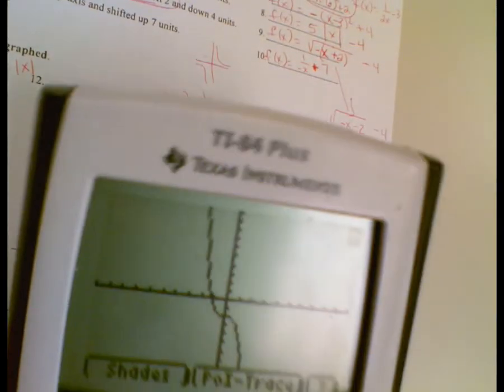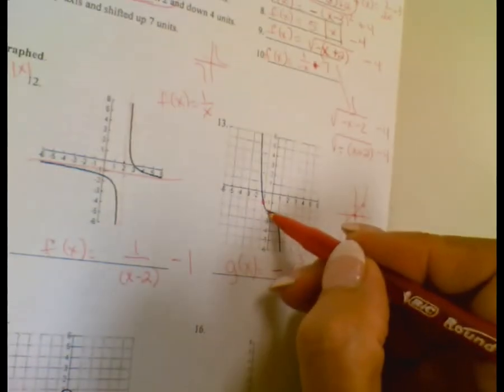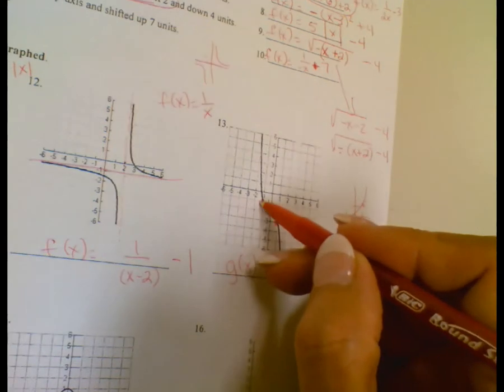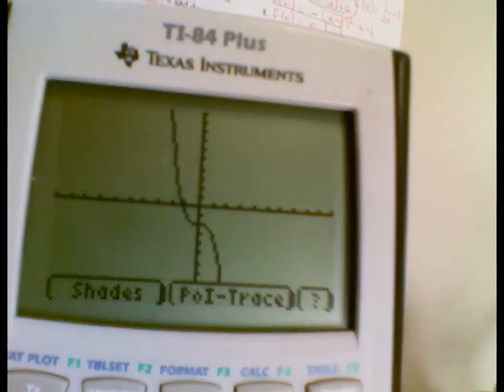Let's look at the t-table, second graph. I see a 0, -2, boom. I see a 1, -3, boom. I see a -1, -1, boom. All right. There it is. I can just double check it on the graphing calculator.